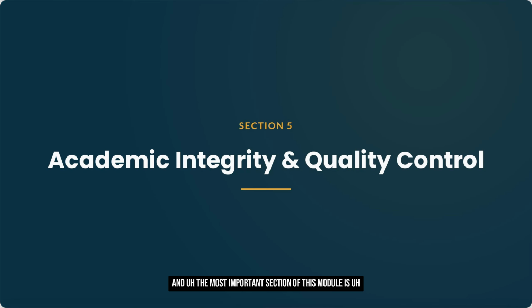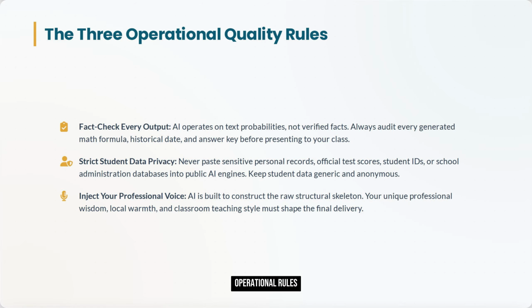And the most important section of this module is best practice for academic integrity and quality. As we conclude this advanced module, we must address the crucial principle of quality control and professional responsibility. AI is an external generation tool, but it is entirely dependent on your professional oversight. It doesn't possess real-world understanding, so it operates purely on statistical text patterns. Therefore, you must adhere to three strict operational rules whenever using AI-generated materials in your school.